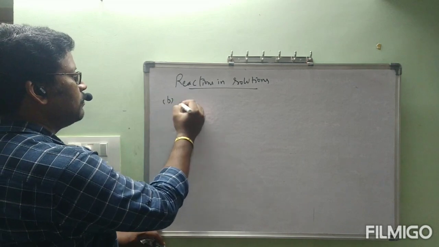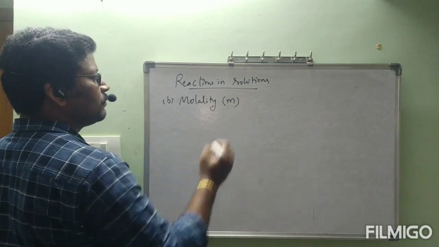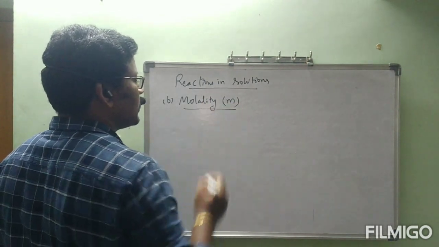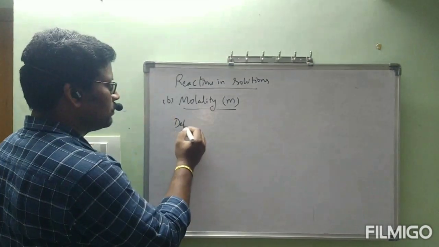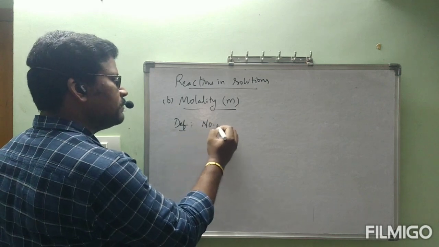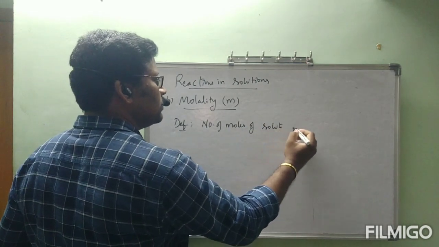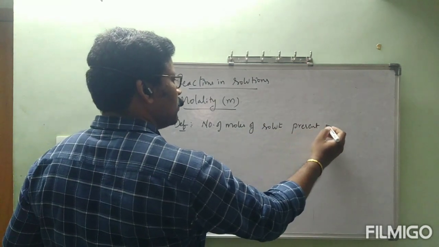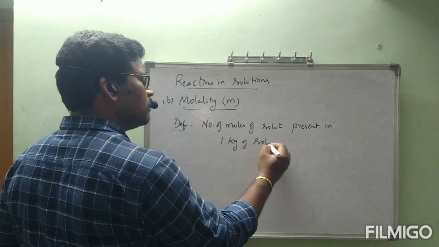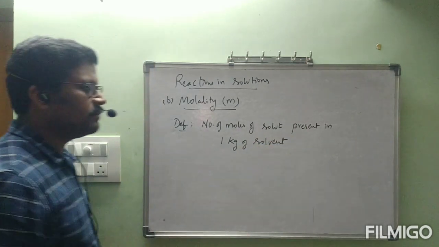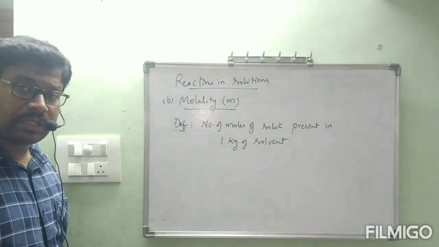B. Molality. Molality is represented by small m. Okay, now the definition: number of moles of solute present in 1 kilogram of solvent. What is the definition? Number of moles of solute present in 1 kilogram of solvent.